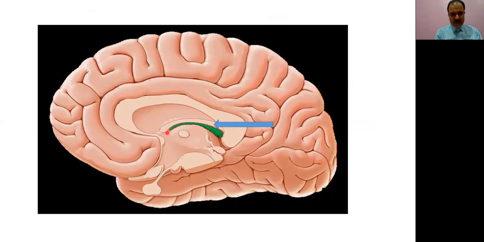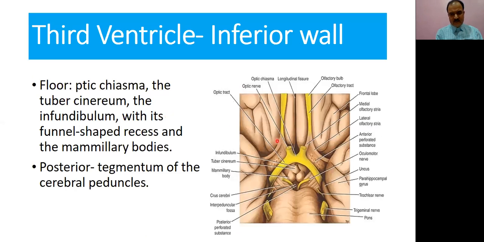Here we have the interventricular foramina of Monro, which communicates with the lateral ventricle. The floor of the third ventricle is formed by the hypothalamic structures. As I told you, they include the optic chiasma, the tuber cinereum, the infundibulum with its funnel-shaped recess, and mammillary bodies. Posteriorly, there is also the tegmentum of the midbrain. You can see the tegmentum of the midbrain is interposed.